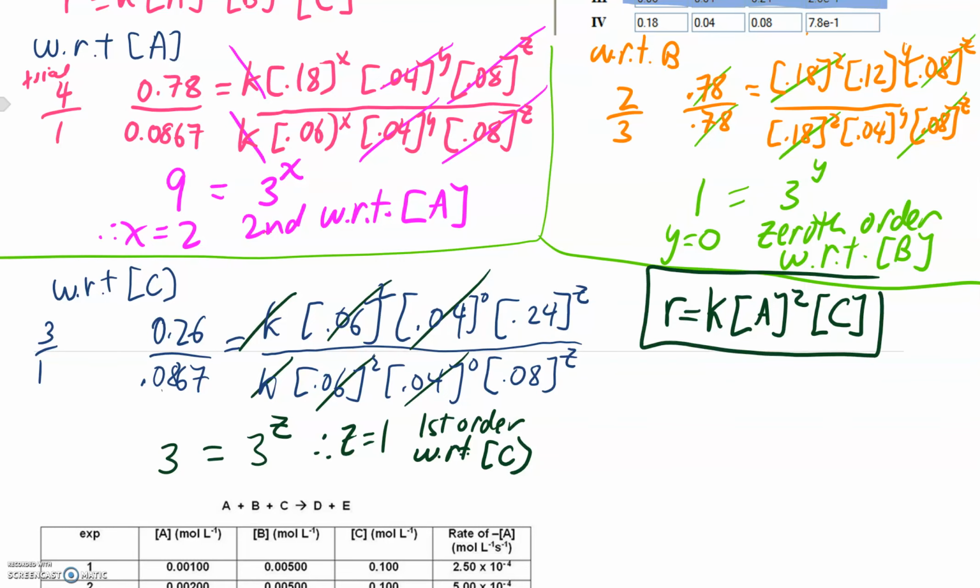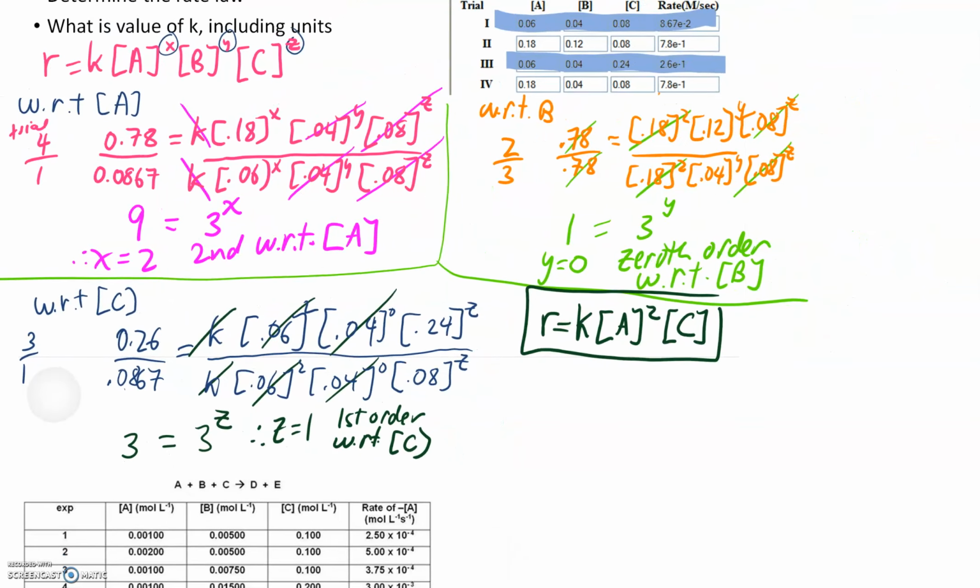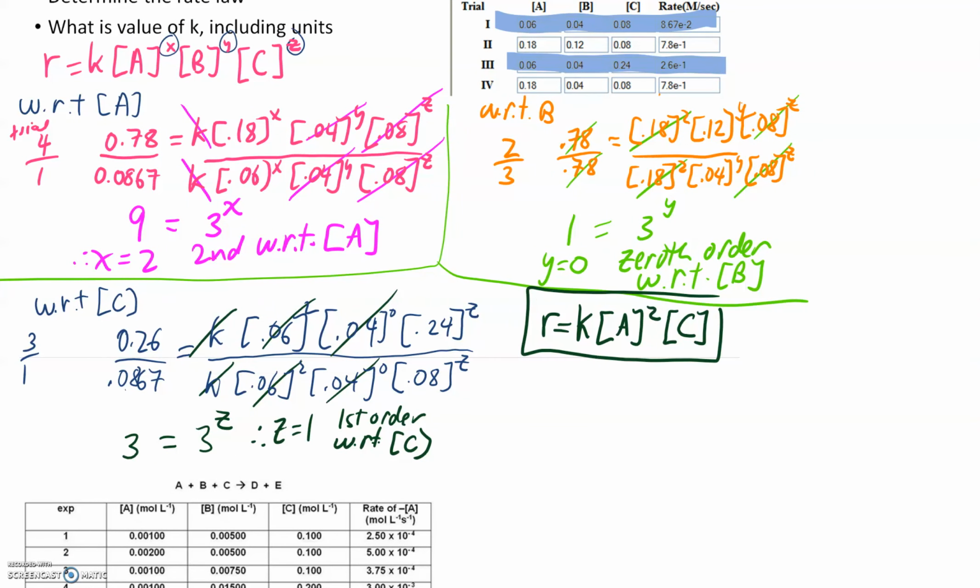Then finally, you're asked to find the rate constant. You can pick any trial and plug it in. If it was a lab, you'd do all of them and average it, but we'll just pick one trial. From trial 1, I'm going to plug in the values. So I have 0.0867 equals k times 0.06 squared times 0.08, and then just rearrange and solve for k.